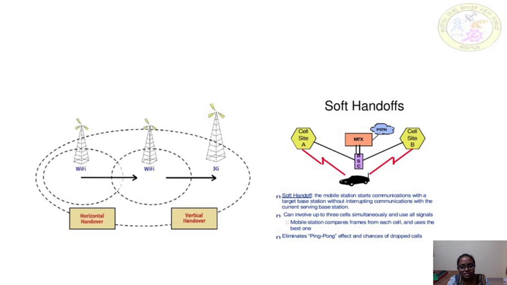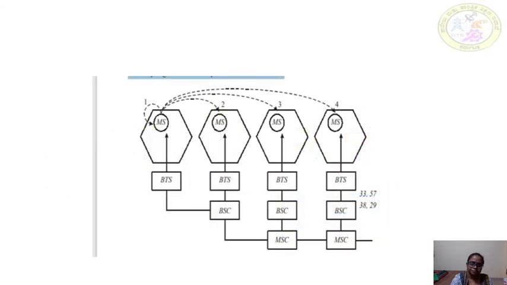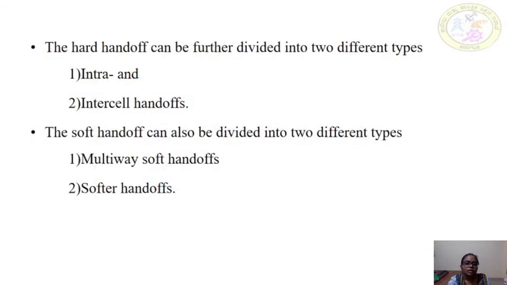This is a brief diagram regarding handoffs where a mobile is moving from one cell to another cell. The hard handoff can be further divided into two different types, that is intra-cell and inter-cell handoffs. And the soft handoff can also be divided into two different types, that is multi-soft handoff and softer handoff.